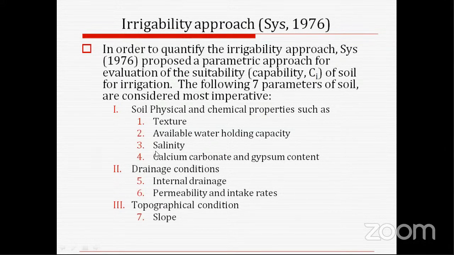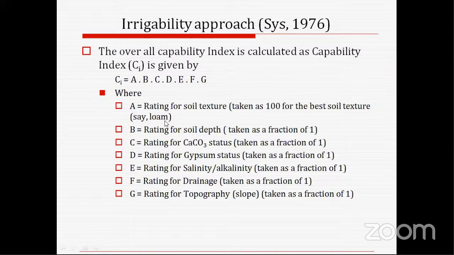So now we will see what is irrigability approach. So overall, students, capability index. There is one formula. What is this capability index? CI is equal to A into B, C, D, E, F, G. So all these characteristics. These are the notations. So each one have their own meaning.